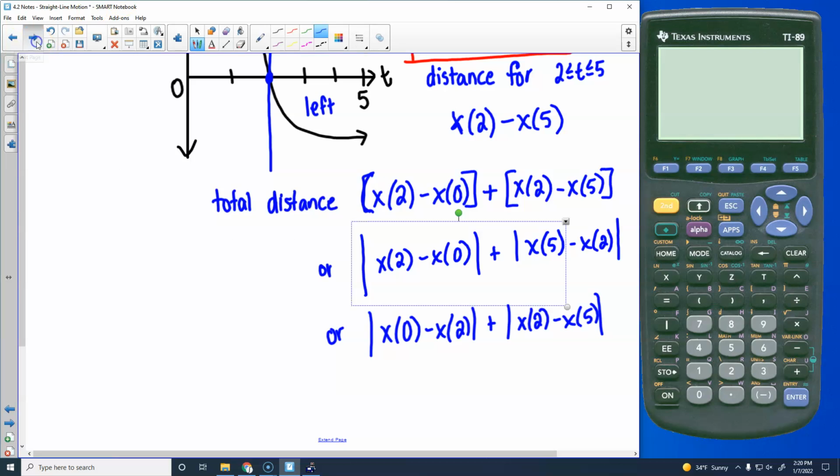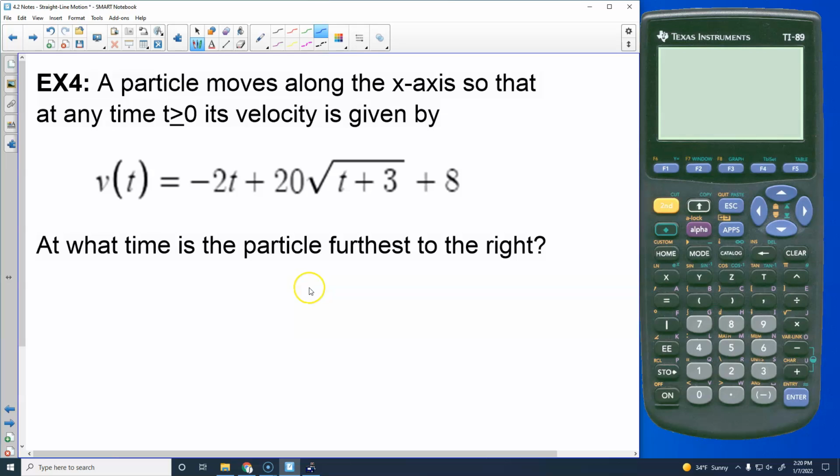Okay. Let's try another one. The particle moves along the x-axis so that at any time t greater than or equal to 0, its velocity is given by this equation here. At what time is the particle furthest to the right? Now, we don't even have the original function, so we can't tell what the position is ever. We can only tell if the function is moving left or right.